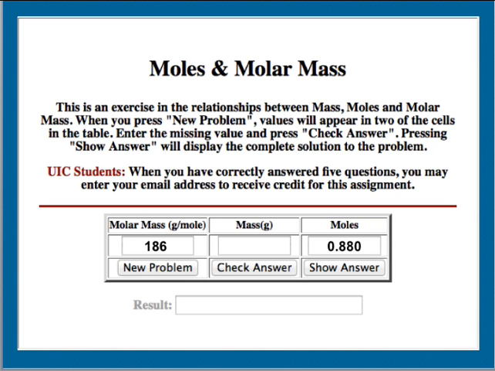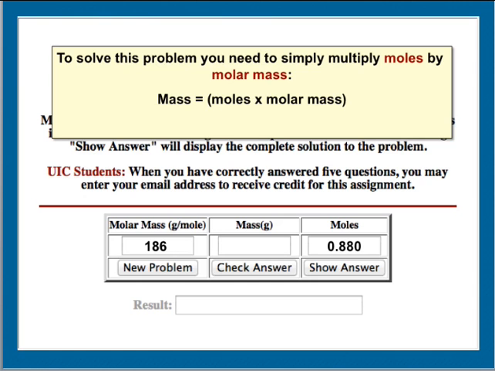Is it mass divided by molar mass, right? It's times. I mean, multiply. Well, mass is going to equal the number of moles multiplied by our molar mass. Molar mass is mass divided by moles. Therefore, mass is moles multiplied by molar mass. All you have to do is plug in your numbers. Here's the number of moles, here's our molar mass, and we get 163 grams.